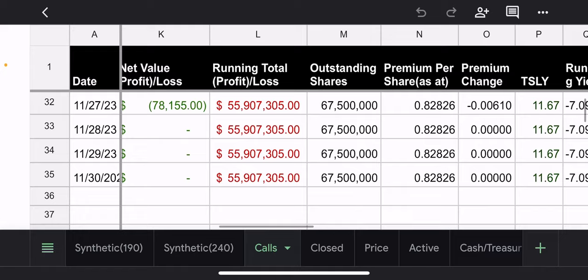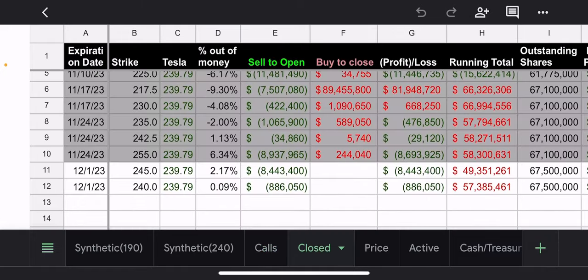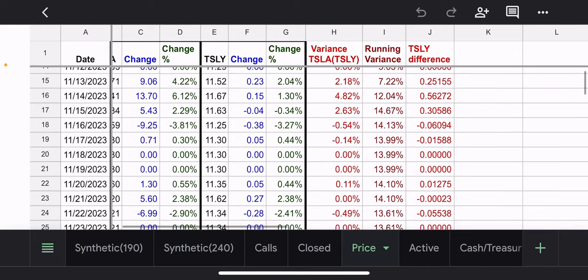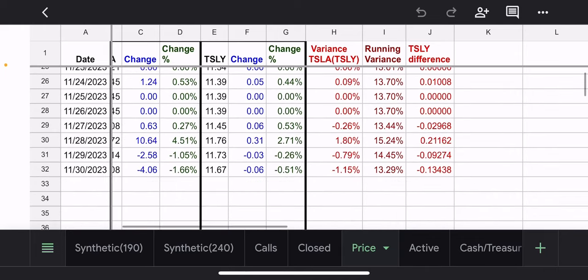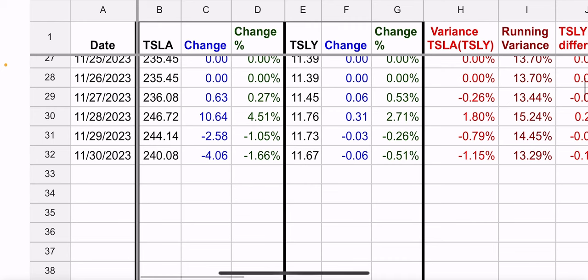Okay? Moving on to the close position tab. Nothing new there because nothing closed, obviously. Now to the price fluctuation. November 30th, which was yesterday, Tesla went down 1.66%. TSLY went down 0.51%. So some of you may ask, how does that happen?